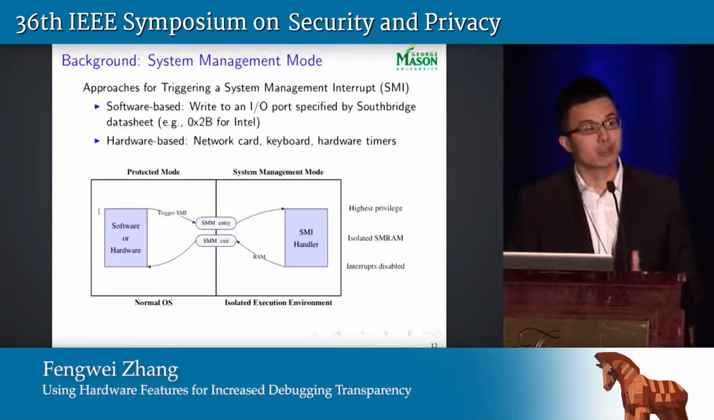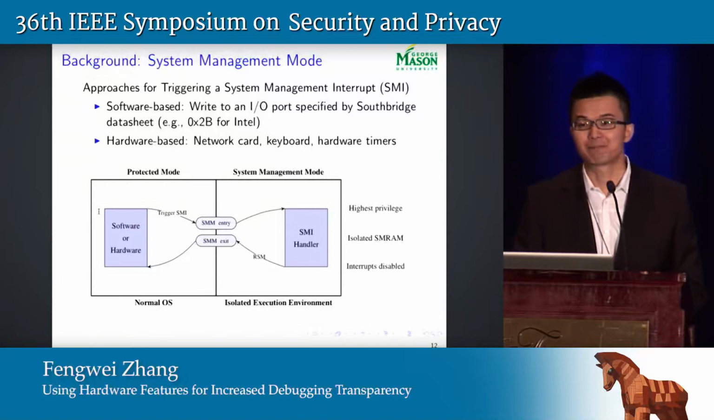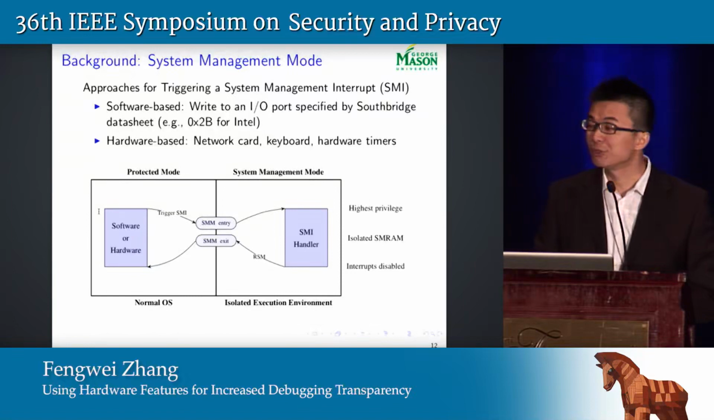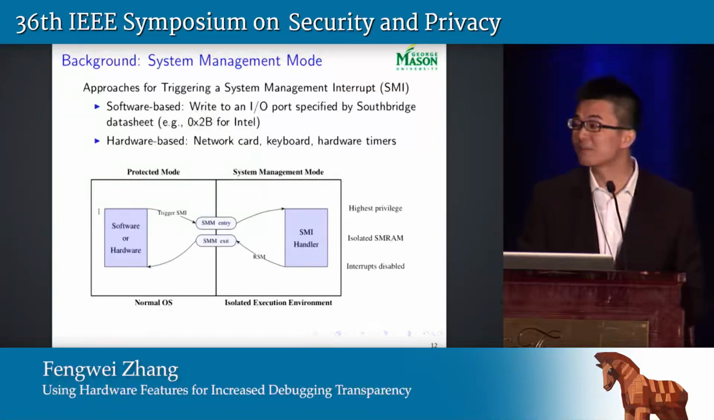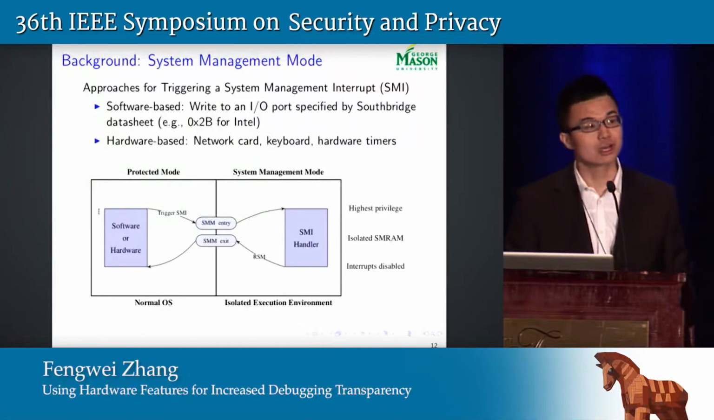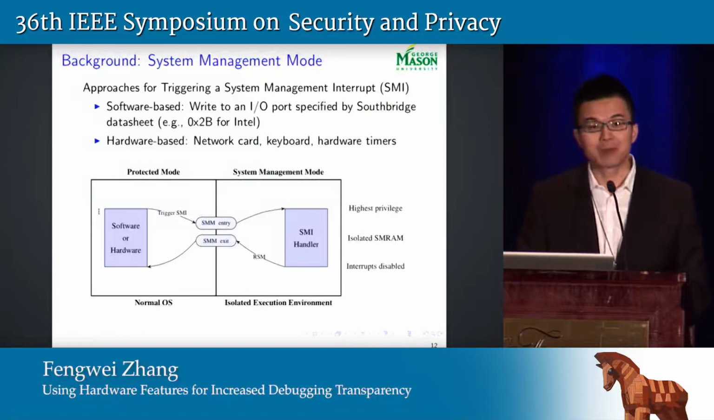In general, there are two approaches to trigger a system management interrupt, software-based and hardware-based. For the software-based approach, we can write to a special I/O port specified by the southbridge. For example, Intel chipsets use 0xB2 as the port number. AMD has a different port number. For the hardware-based approach, we can use I/O devices to trigger a system management interrupt. For example, we can use a network card, keyboard, mouse, or hardware timers. And the figure below shows the steps to trigger a system management interrupt.